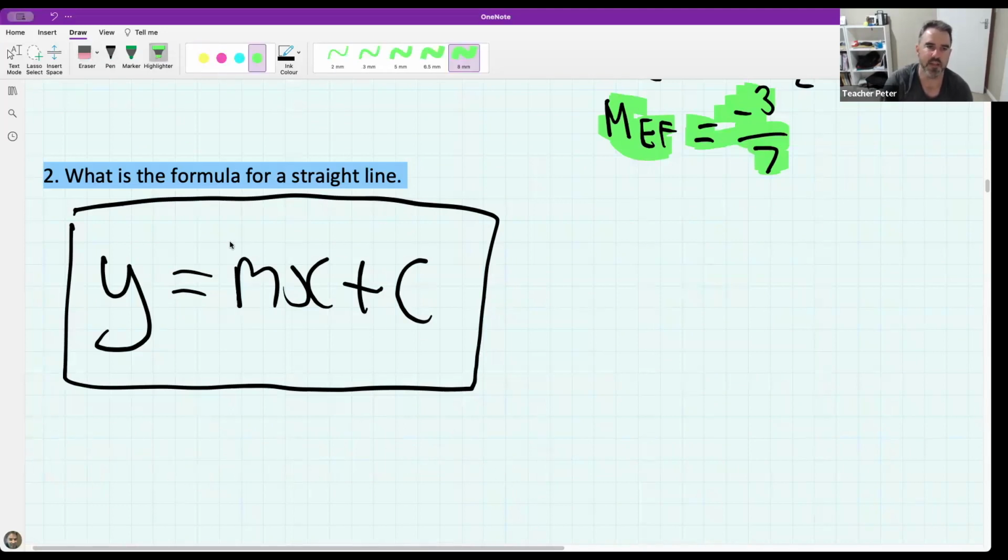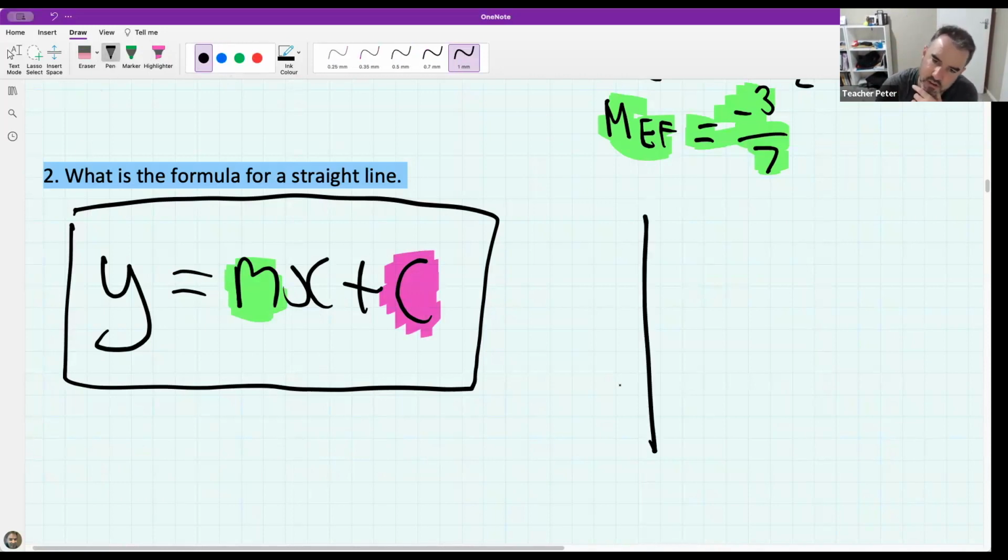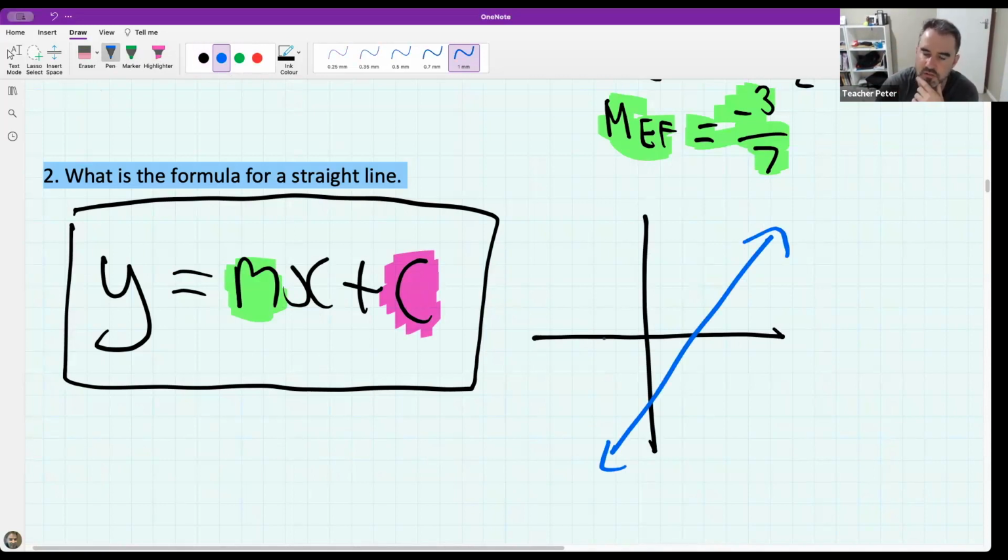The m in this formula is the gradient of the line. Does anybody know what the c value stands for in the formula of a straight line? If we think of a straight line, let me draw another one, there's my straight line. We know that m would be its gradient, but what is c going to be? What do we think c is going to be?